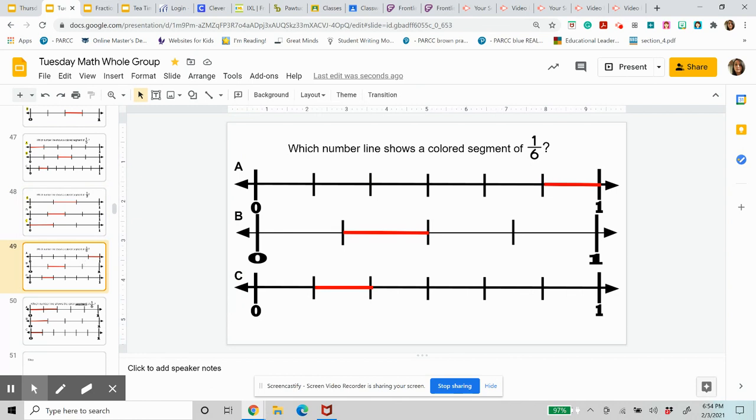How about slide 49? Which one shows 1/6? So A, B, or C, or you might have a couple of choices on there. All right, let's check. So 1, 2, 3, 4, 5, 6 has 6 pieces. 1 is colored in. So A works.